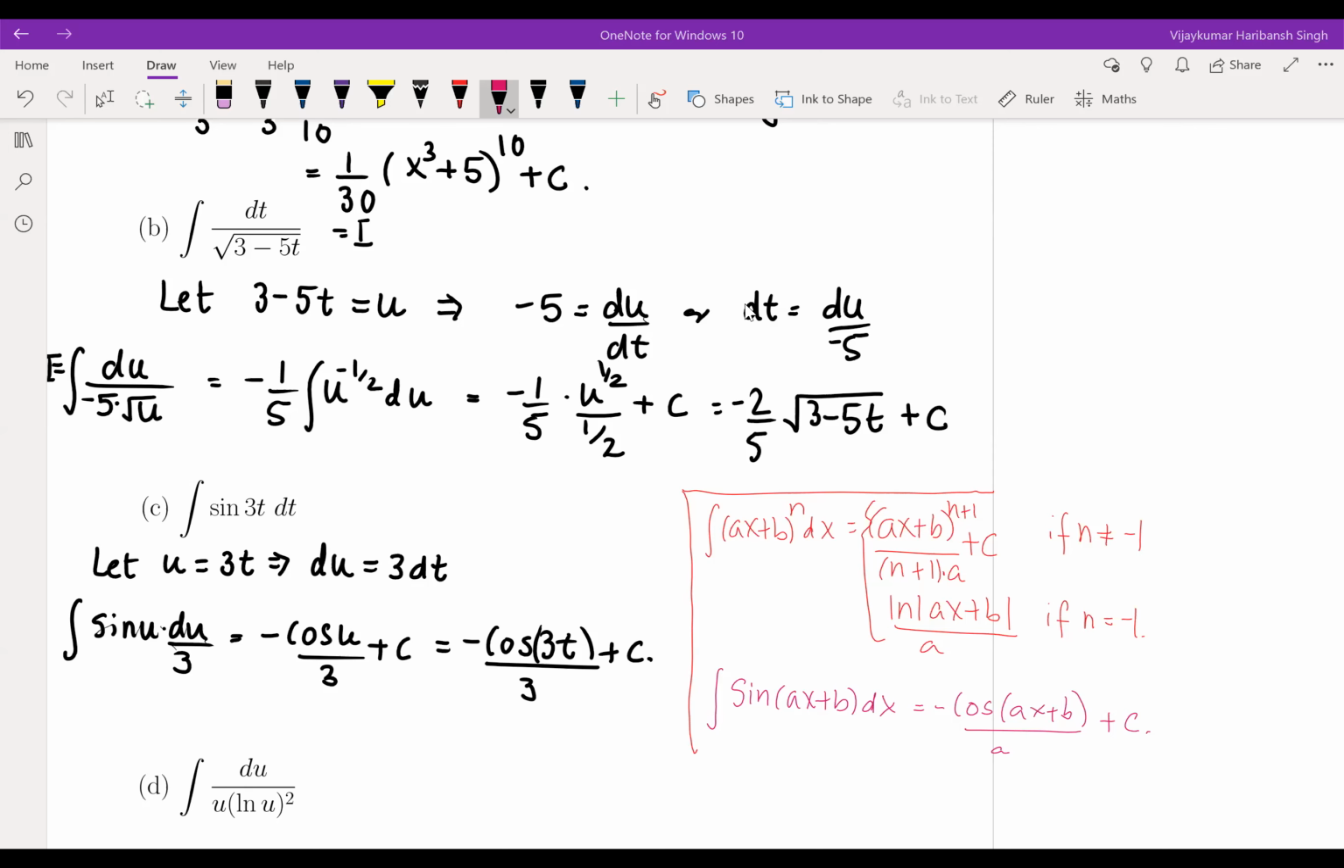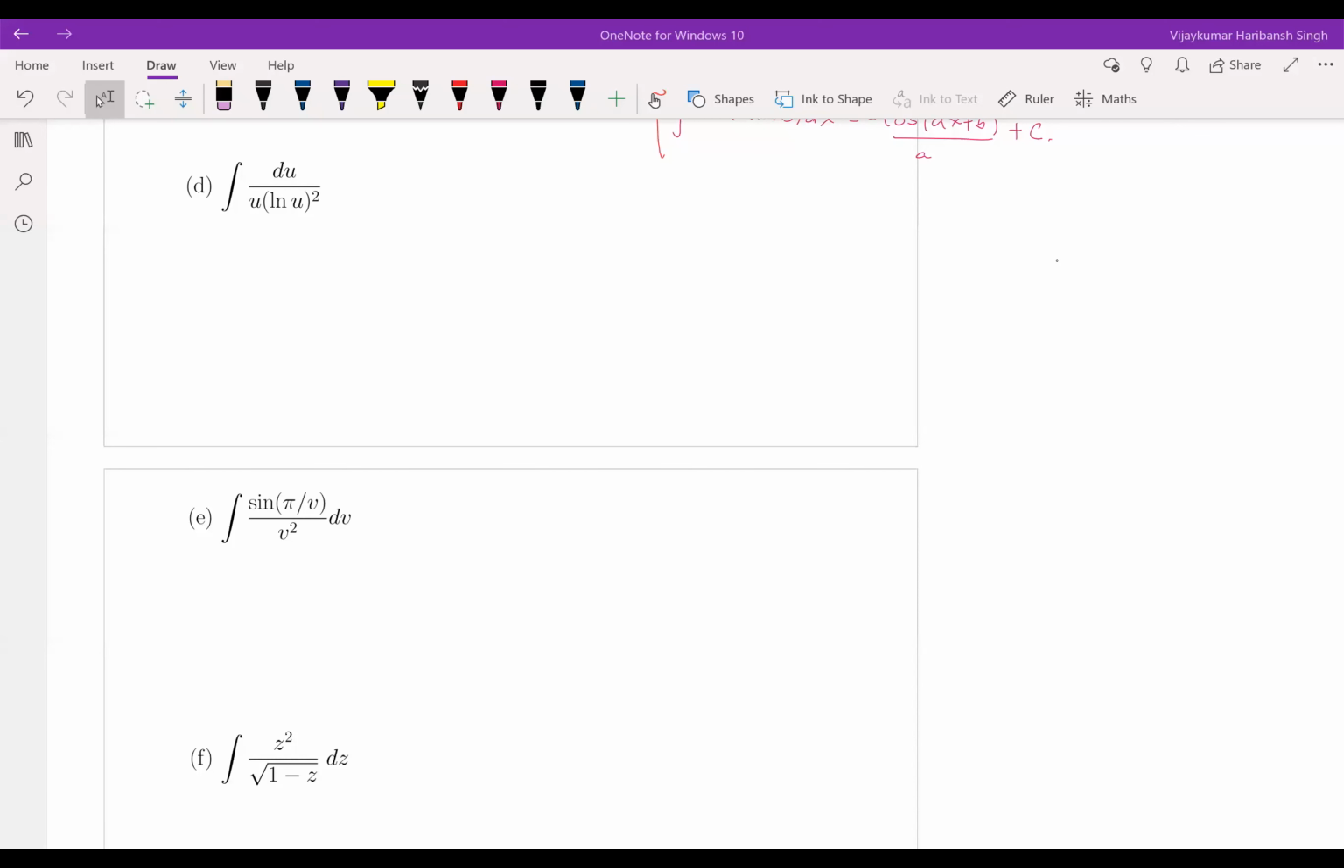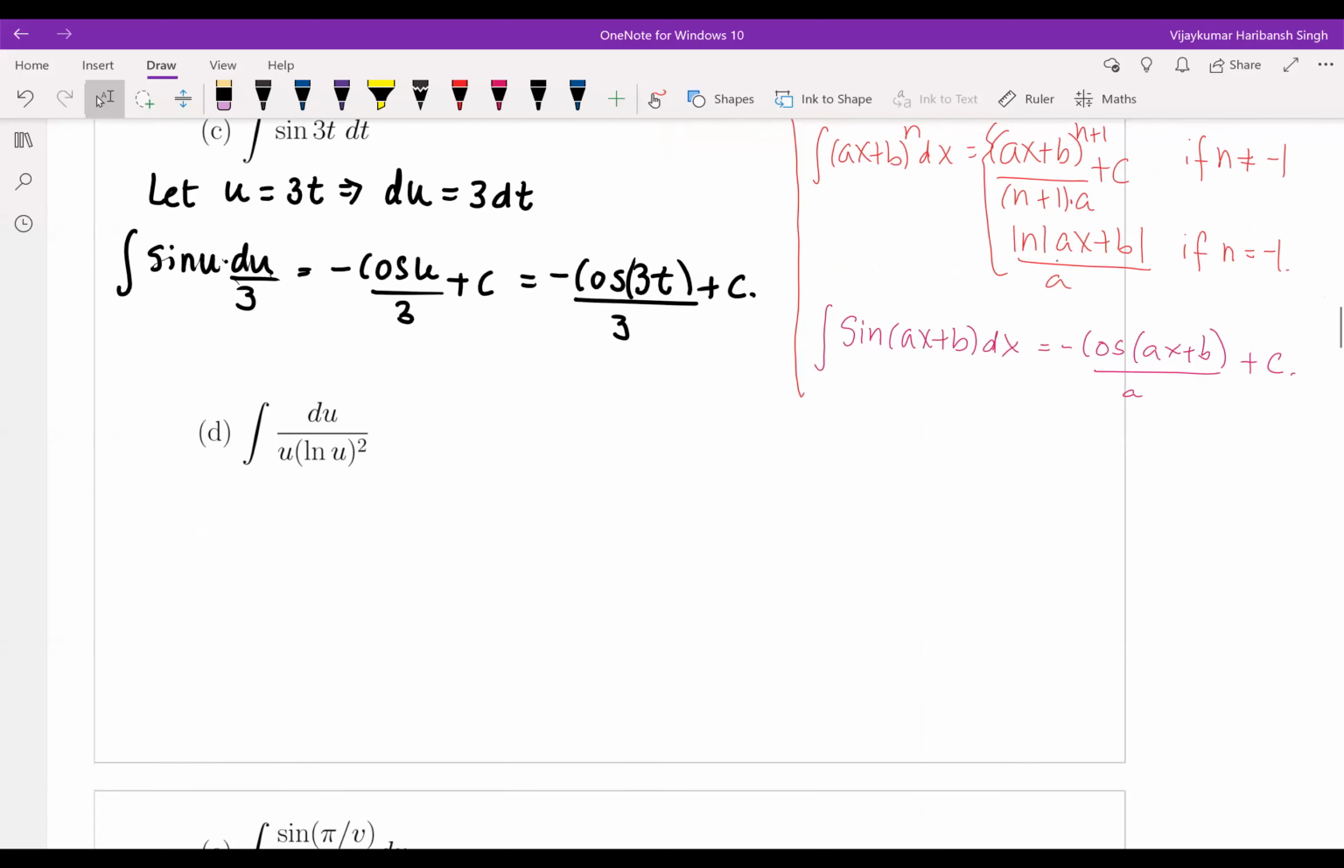Let's move ahead now and do the next problem. In this case, we see that the derivative of ln u is 1 over u, which is next here. So let ln u equal x. In this case, we are replacing the substitution. In substitution, we are replacing it by a new variable x, right?